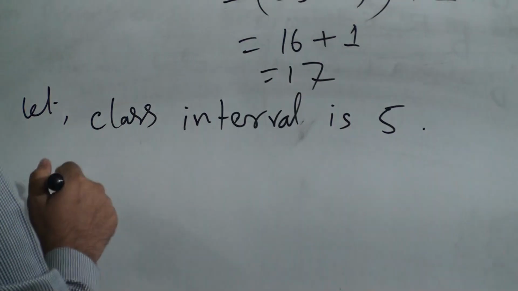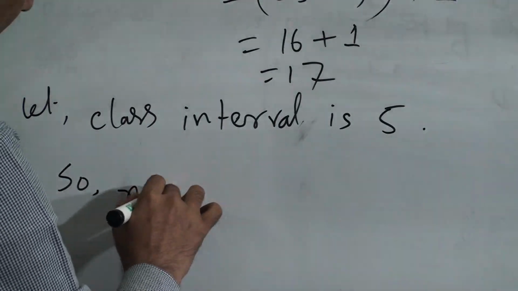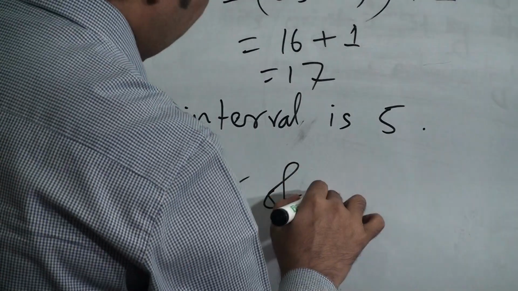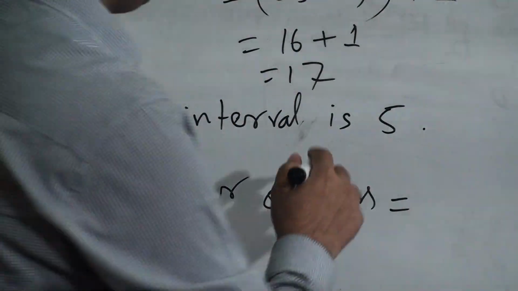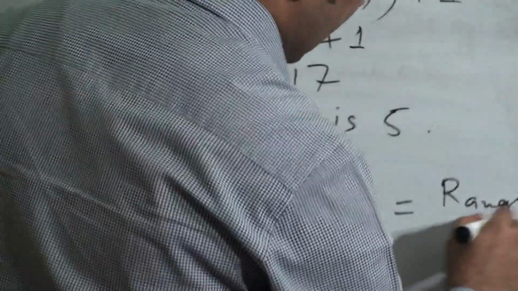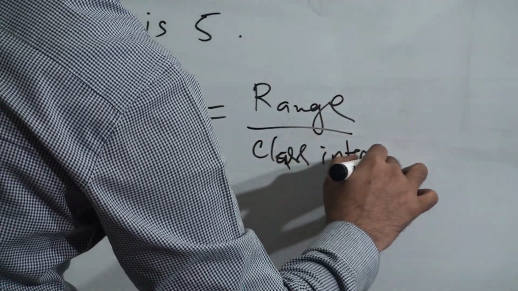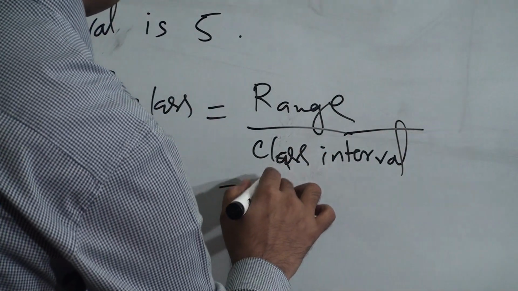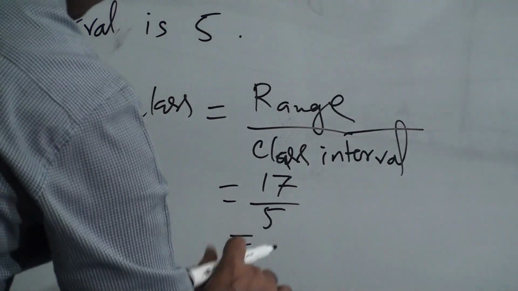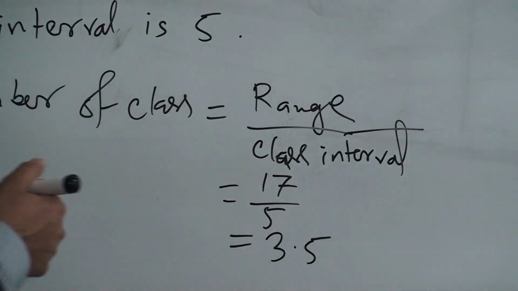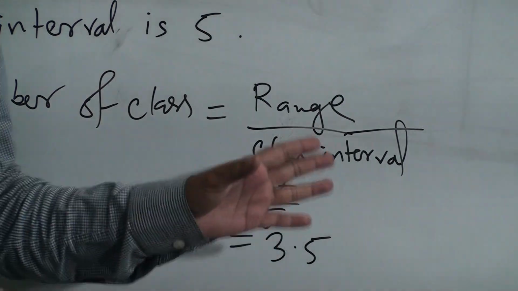Okay. Now we can write here number of classes. So we need to determine the number of classes now. The number of classes will be, we need to divide the range by the class interval. So we'll get 17 divided by 5. If we divide 17 by 5, we'll get 3.4. As the number of classes cannot be a fraction, so we have to consider the next number.